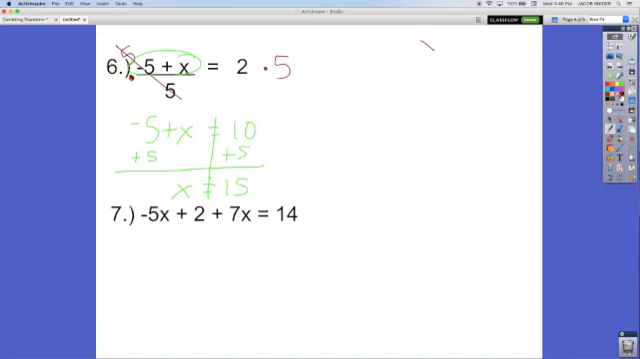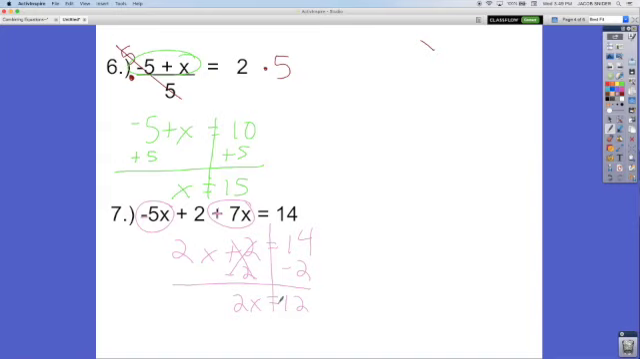Okay, well, it looks alike first. Let's combine. -5 plus 7. Signs are different, so we're going to subtract and keep the sign of the bigger one. 7 take away 5 is 2, but I have the positive 7, which is bigger than the -5. So 2x plus 2 equals 14. Okay, now we can go to work like before. Let's move that 2 first. Here we go. We got -2 from both sides. Cross that off. 14 take away 2 is 12.